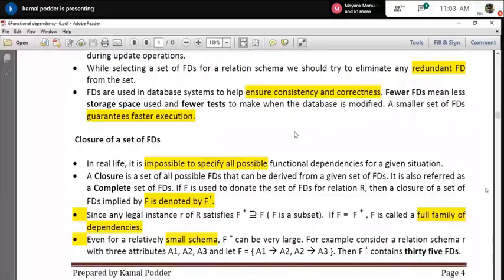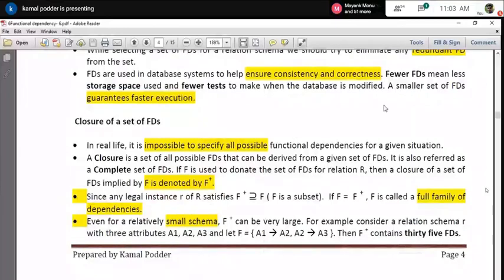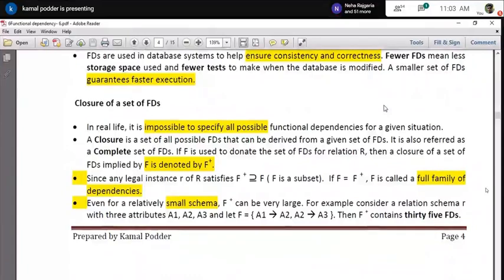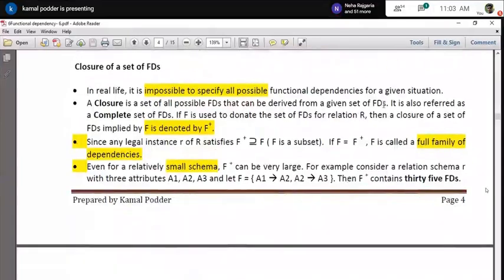FDs are used in database systems to help ensure consistency and correctness. Fewer FDs mean less storage space, and fewer tests are needed, so naturally faster execution. Now, coming to the actual concept of closure of a set of FDs.